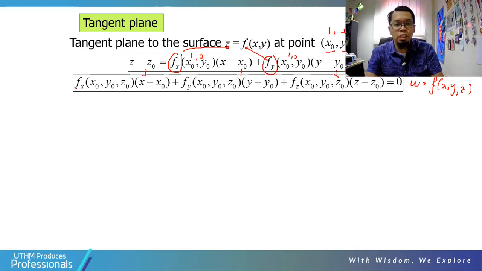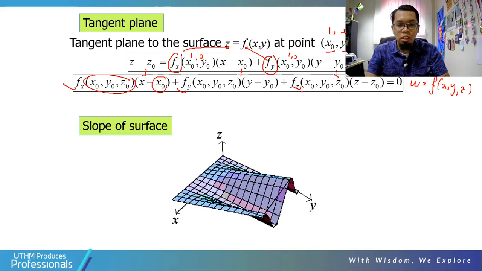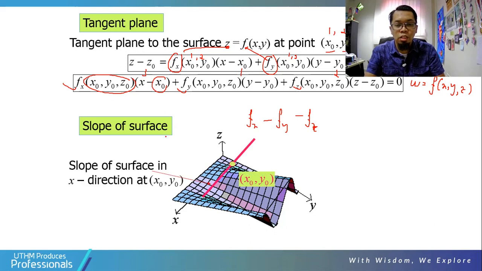Just you need to find the partials fx, fy, fz. After you get the partials, you substitute the point values into the partial derivatives, and then you multiply with x minus x naught. So this is the slope of the surface, as I discussed in the first class for the partial derivative. So what is the purpose, why do we find fx, fy, and fz? This one is the slope of the surface, or gradient of the surface.